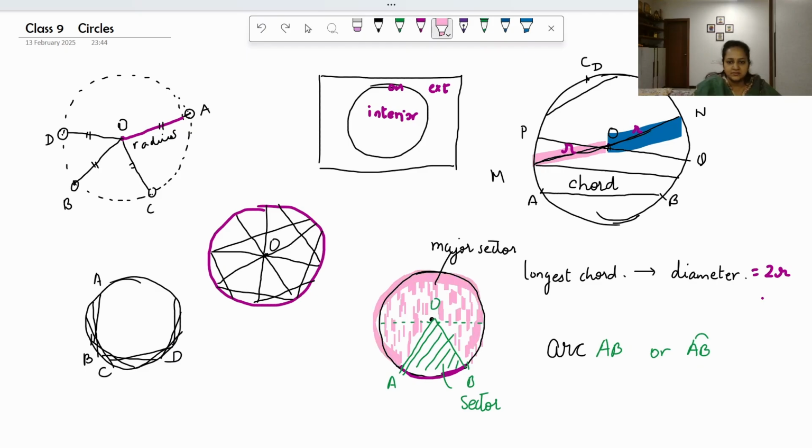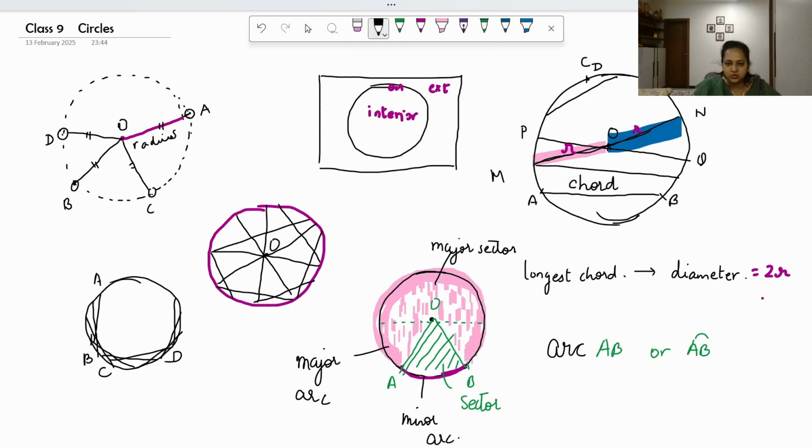This entire thing, talking about this arc. I hope you're understanding. What is this? This is more than 180, so it will be called the major arc. And this will be called the minor arc.